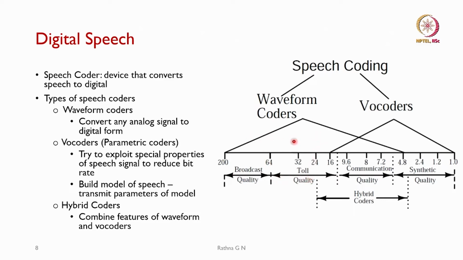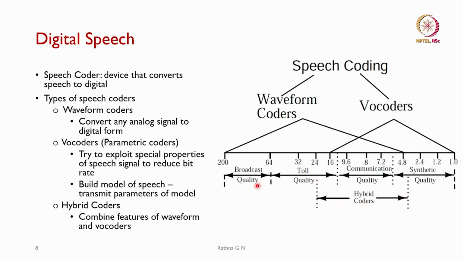This one comes under waveform coding basically, and communication quality is in between, from 4.8 to 9.6 or a little more than that, and this is the synthetic quality that we can generate from here to here using vocoders. Vocoders are spanning between 1.0 to 16 in this case, whereas waveform coders are spanning between 4.8 to 200.